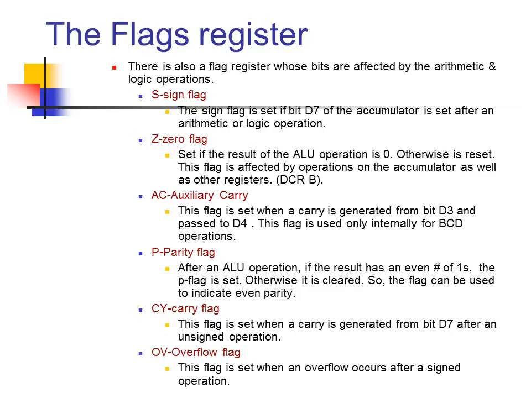Auxiliary carry flag is set when the carry is forwarded from bit D3 to D4, and the parity flag mainly depends on the result of ALU. If the result of ALU has an even number of ones, it is set to 1, and if the result of ALU has an odd number of ones, it is set to 0. Carry flag is set when the carry is forwarded from the D7th bit to D8th bit, and overflow flag is set when the overflow occurs.